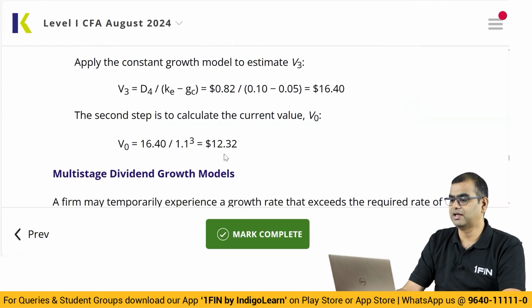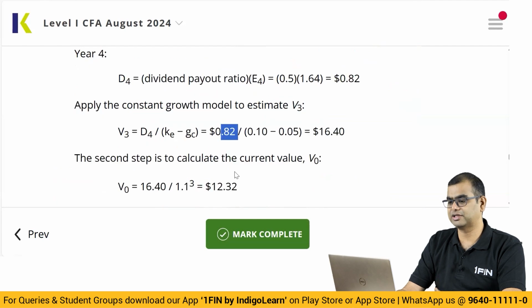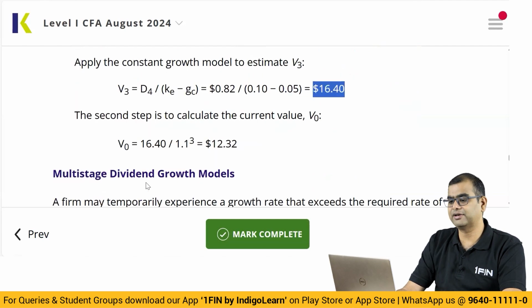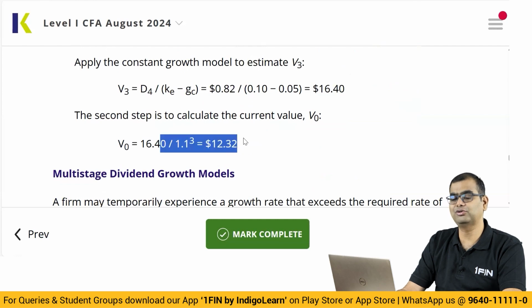Very, very simple. What is D1? The fourth year dividend, which is EPS into 1 minus retention rate, by KE minus G. So, you get 16.4 as the value at the end of year 3, which you again discount to present value by multiplying it with the present value factor for 3 years.